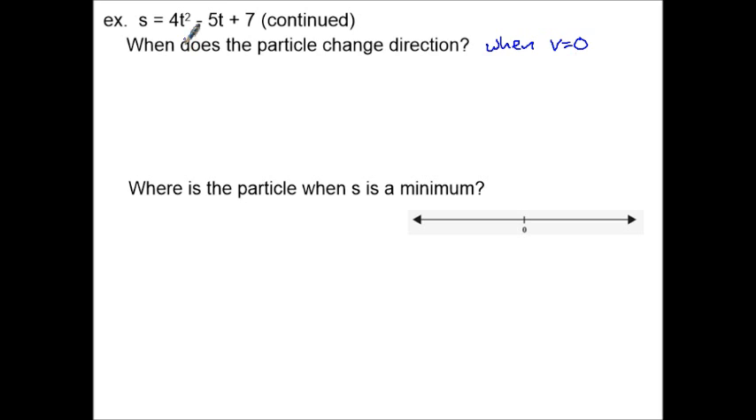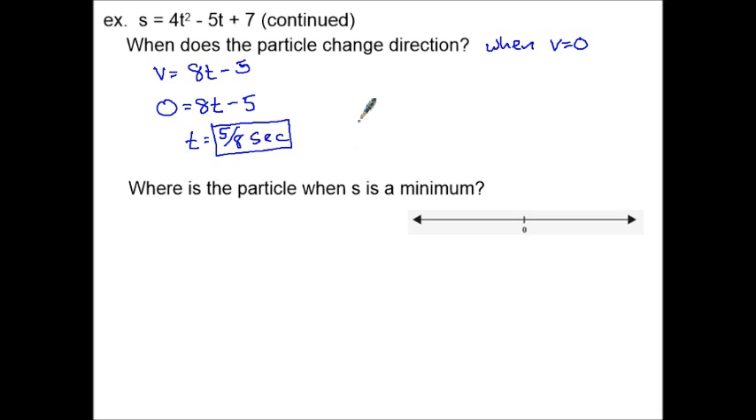So what I want to do now is look at my velocity function, which we figured out earlier. Velocity is 8t minus 5. I want that to be 0, so I simply set 0 equal to 8t minus 5 and solve, and pretty quickly I get t equals 5/8, and t is in terms of seconds. So 5/8 seconds into this guy's little trip is when he changes direction, so pretty early on.